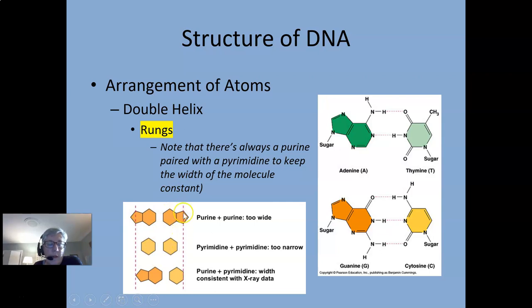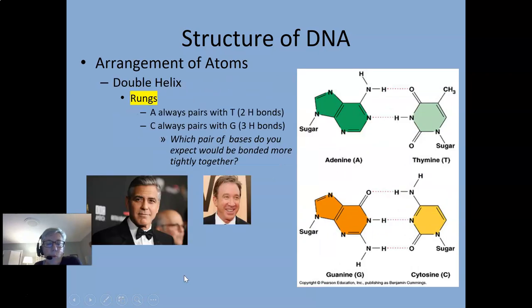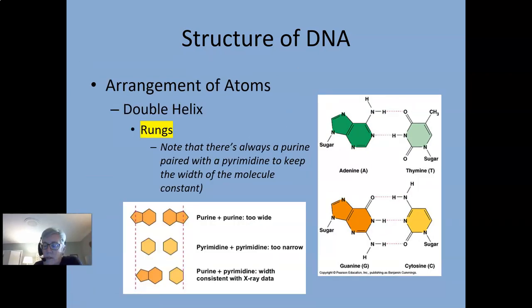When they did it like this, they could see that the width was consistent down the whole length of the double helix, which is consistent with what they saw on their X-ray data. When they tried to make a model with a pyrimidine paired with a pyrimidine, or a purine with a purine, those didn't fit their actual observations. So they had to adjust. They adjusted their model and realized that you're always going to have a purine with a pyrimidine to keep that width consistent.